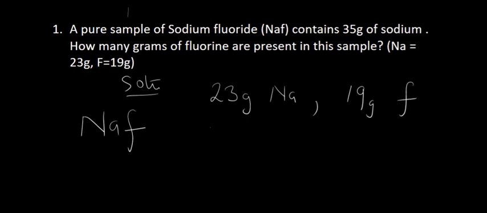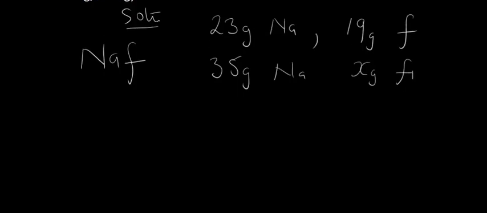So if we have 35 grams of sodium, how many grams of fluorine will be able to combine with these 35 grams? We don't know the mass, we're looking for the mass of this fluorine. Just like you saw in the last one that I solved, if 23 gives you 19, 35 will give you how many?